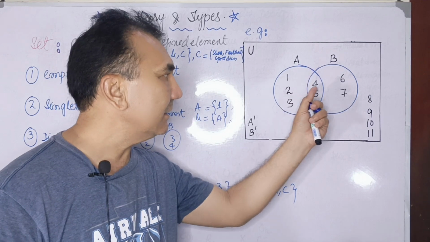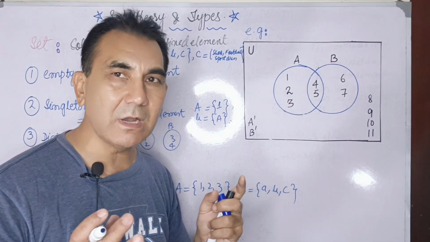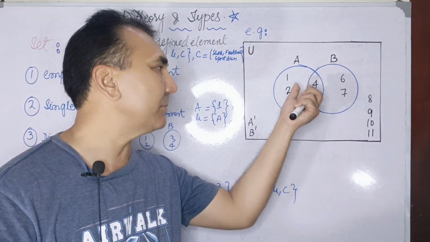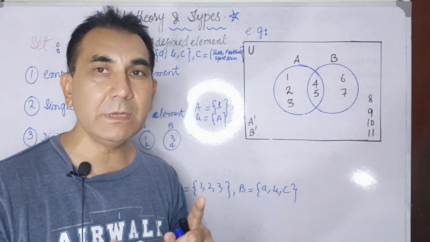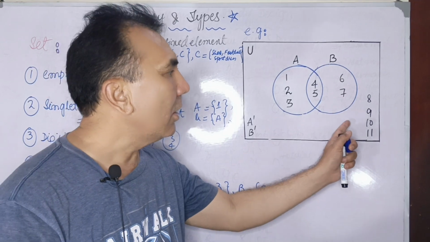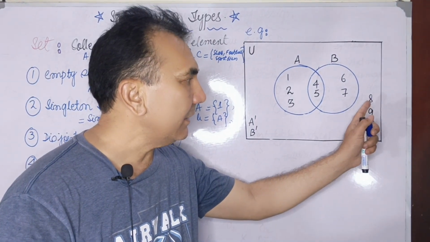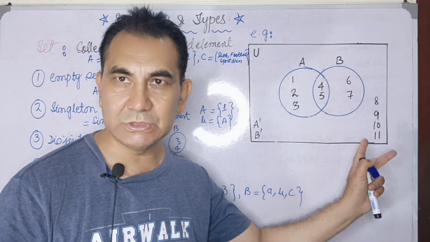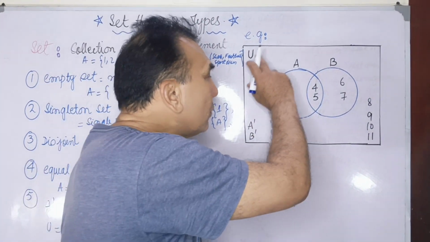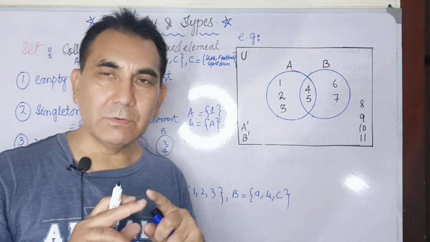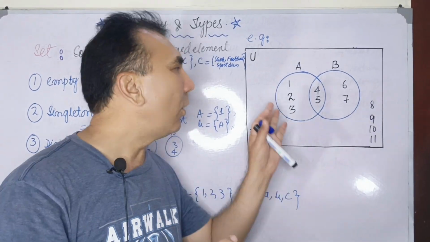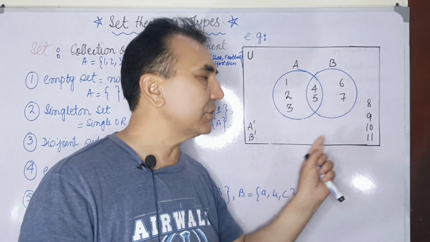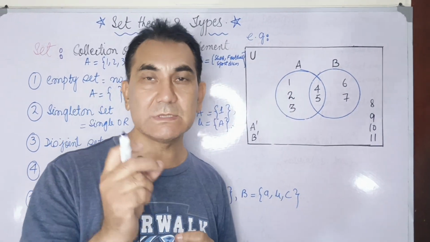Inside this set A, 4 and 5 are the intersection part, the elements present between set A and set B. Now the elements 8, 9, 10 and 11 are present outside of both these two sets. But in the universal set, you will count all the elements which are present inside the rectangular shape.